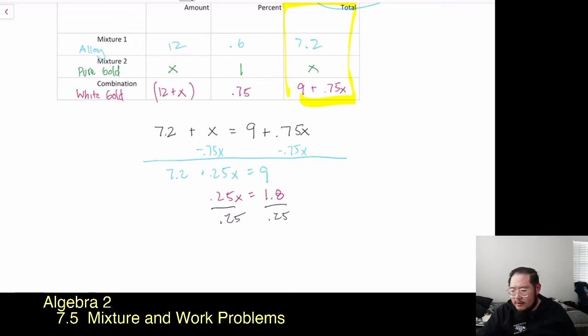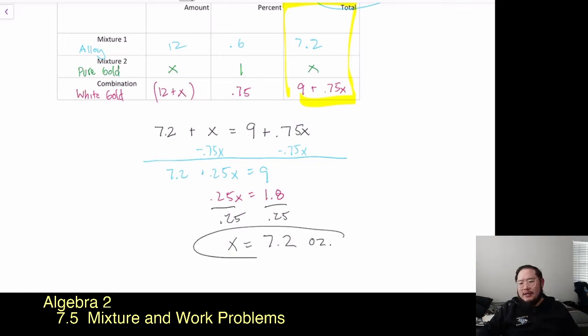And x is now equal to 7.2. It's 7.2 ounces. That is the amount of pure gold you need to mix with the alloy to get white gold. Hopefully you can visualize what's going on. If not, ask me, and I'll try to show you with some diagrams and explain all of this together. So that wraps up 7.5.